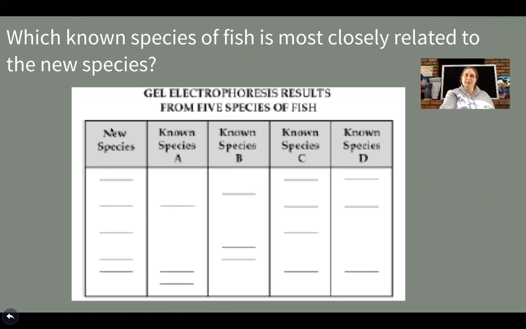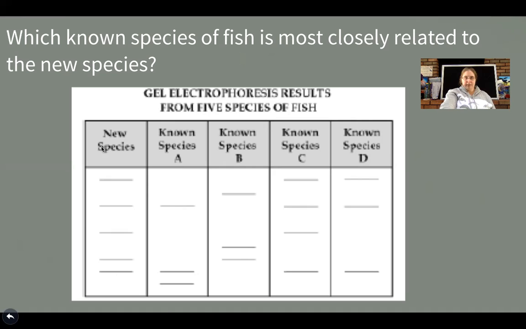Well, I want to find out what its most recent common ancestor is. What other species could it be related to? So what does it have a common ancestor with? Now you see here with the new species, we have a line there, there, there, there, and there. What we want to do is compare those lines to the other fish. So it's got this first one in common with C and D. And it's got this one in common with A, C, and D. This one in common with C. This one in common with B. And this one in common with A, C, and D.